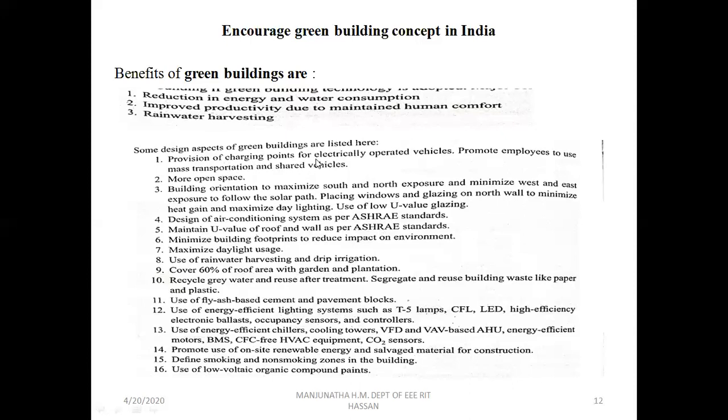That is the provision of charging points for electricity operated vehicles, and promoting employees to use mass transportation and shared vehicles. More open space should be there for ventilating purposes. The building orientation should maximize south and north exposure and minimize west and east exposure to follow the solar path. Planning windows and glazing on the north wall to minimize heat gain and maximize daylighting, use of low U value glazing.